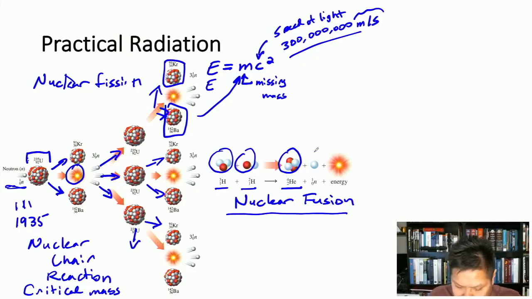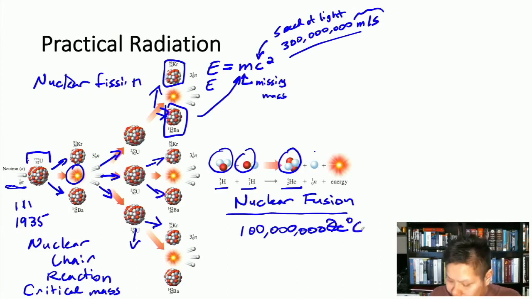This usually happens at about 100 million degrees Celsius. Oops, that's supposed to be a degree sign. There we go, degrees Celsius. And it most commonly occurs in the sun or stars. And this is much more efficient. There's a lot less waste here when you're doing this kind of nuclear fusion reaction.